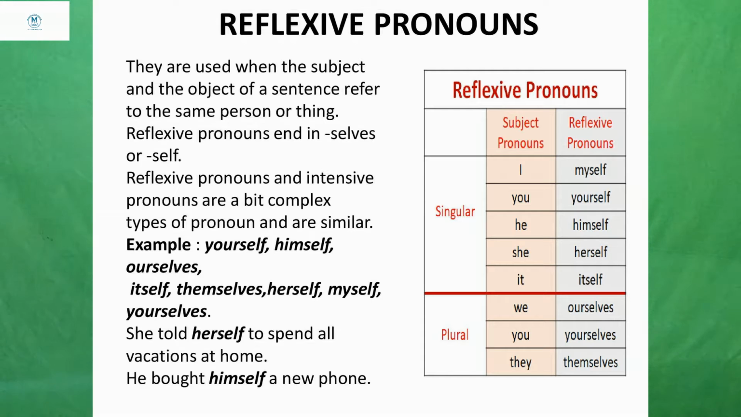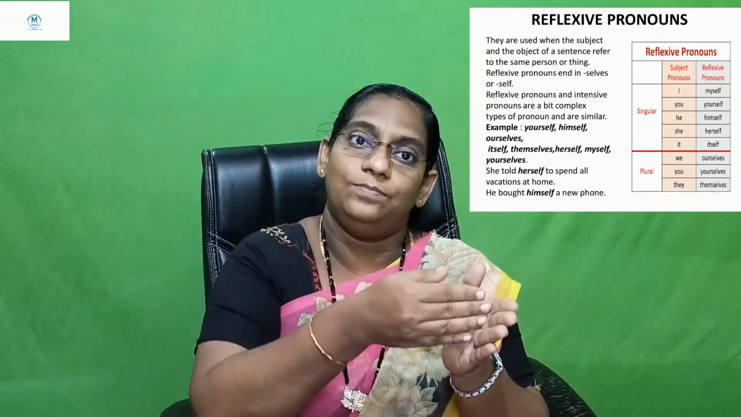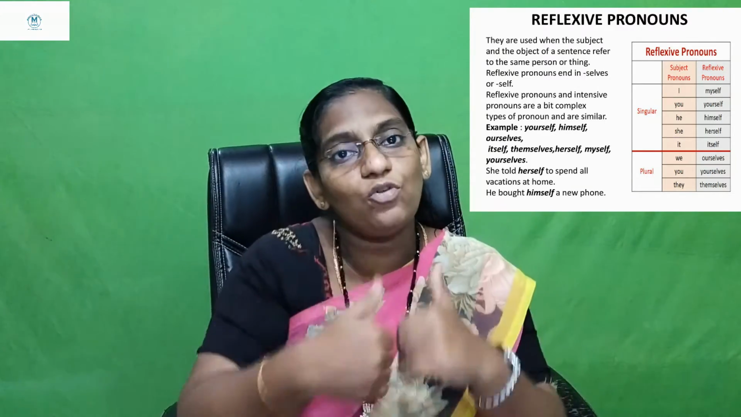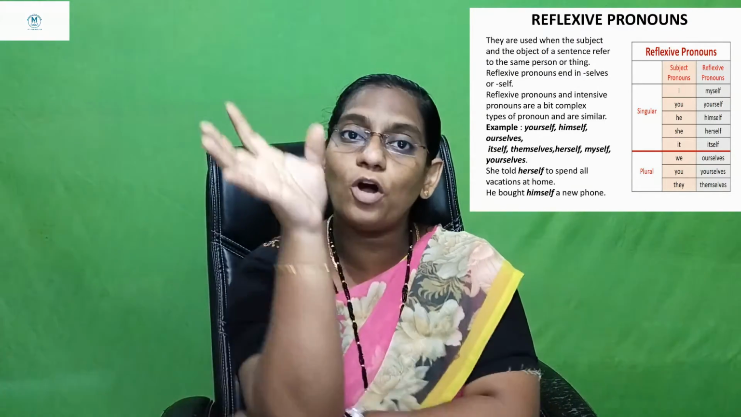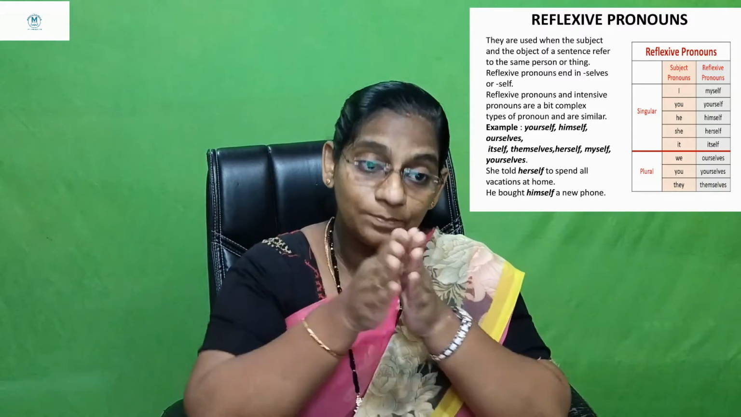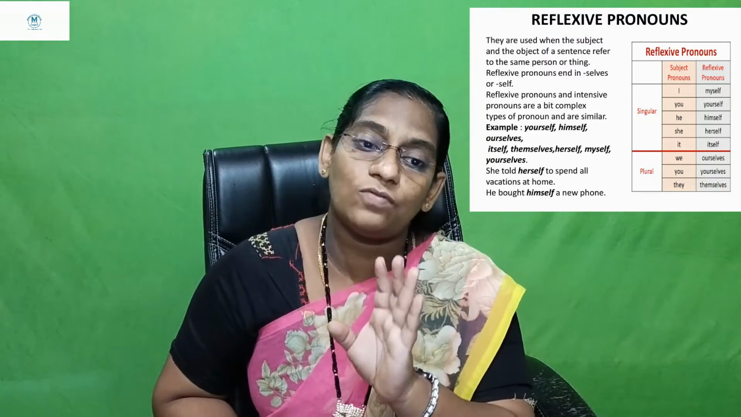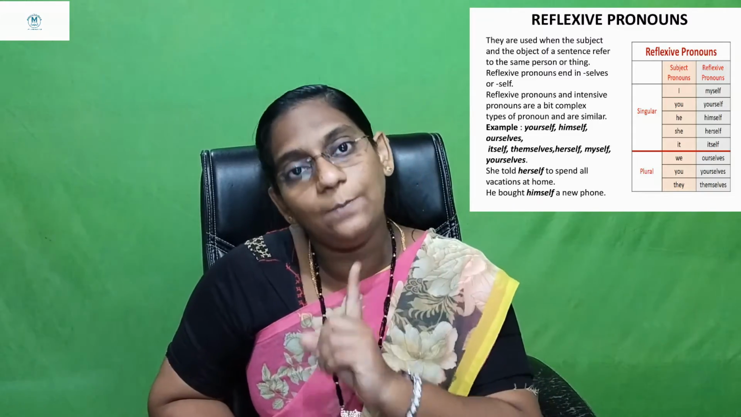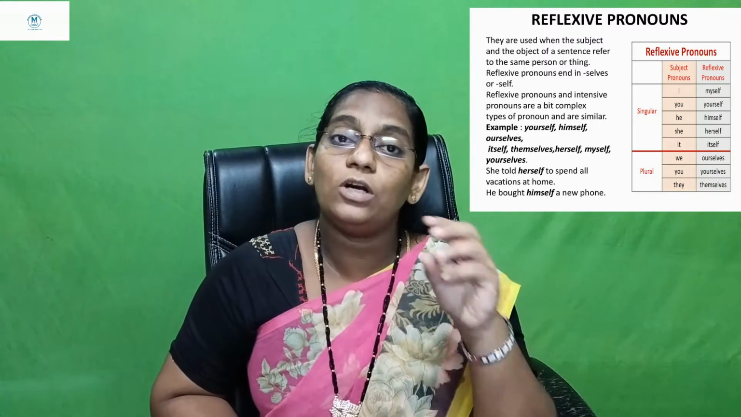Examples of reflexive pronouns we'll see: yourself, himself, ourself. These all are what? Examples of reflexive pronouns. Now we observe one example. He bought himself a new phone. Here he himself only bought that new mobile. So who bought that? Here what is happening? The subject and the object of the sentence are referring to the same person.